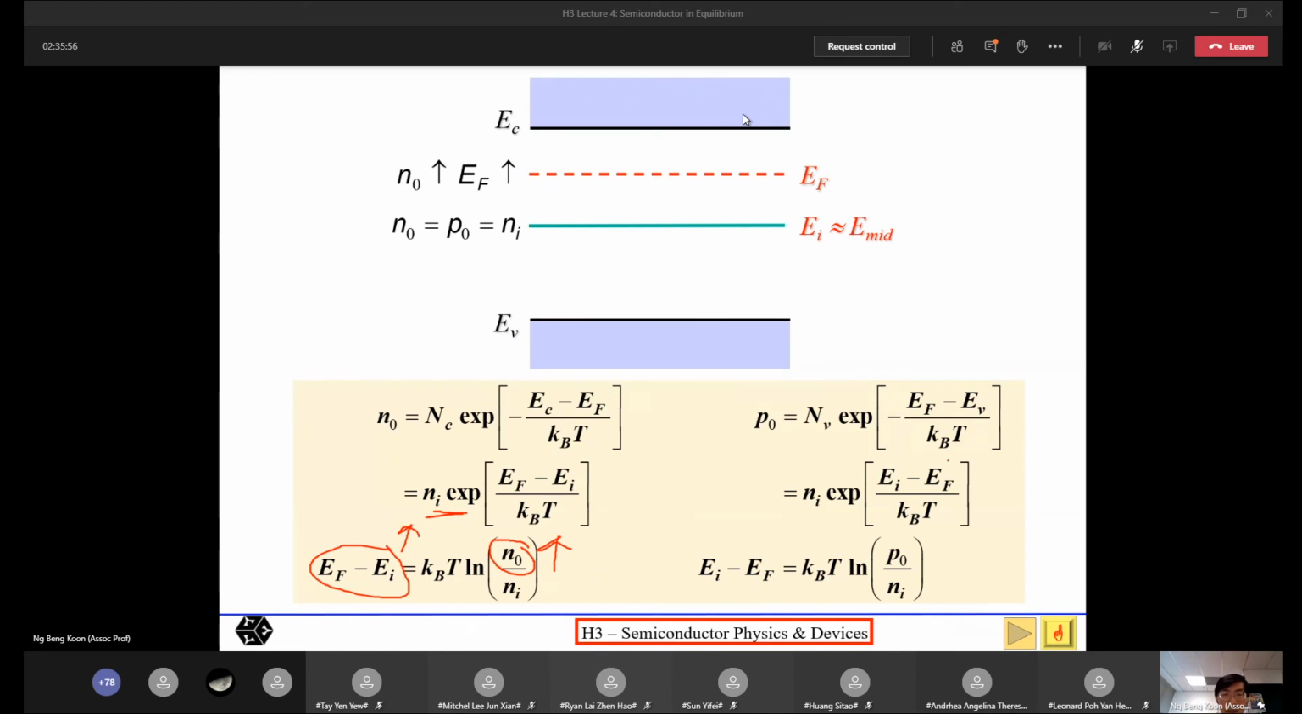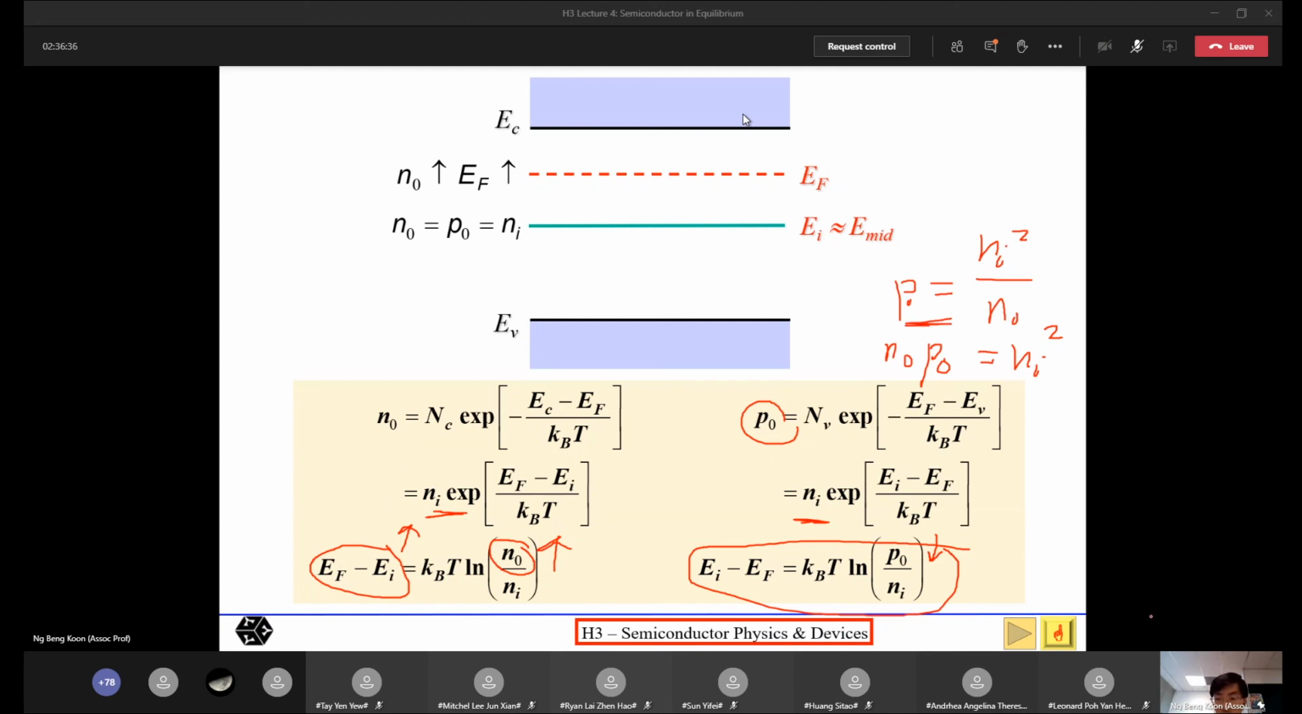Similarly, we also mentioned that P naught actually decreases when your EF goes up. Again, from the equation here, you can see that if your N0 increases, your P0 will decrease. Why? Because from the mass action law, N0 P0 equals Ni squared, which is a constant. So that means P0 varies inversely to N0. So if your N0 is large, your P0 becomes small.